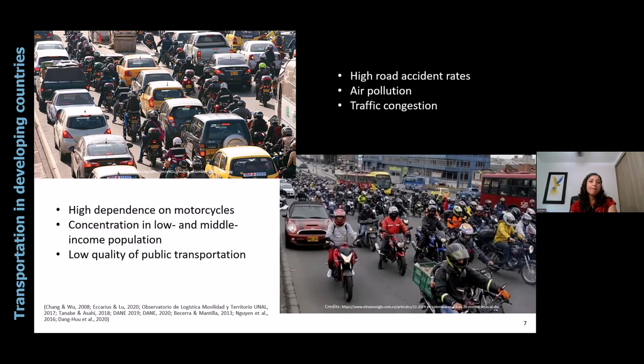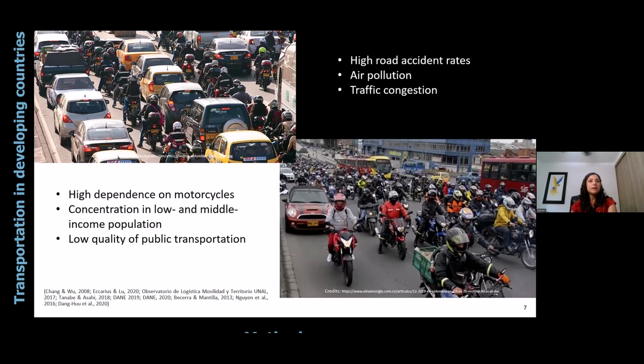And this is also combined with a very low quality of public transportation services in terms of geographic coverage or frequency, capacity they have. And these factors have some negative impacts on the mobility. And then appear the high road accident rates, the health problems due to polluted air, and the traffic congestion that is just a waste of time.